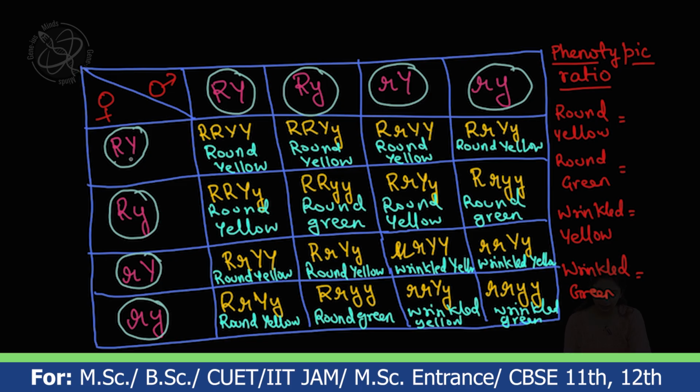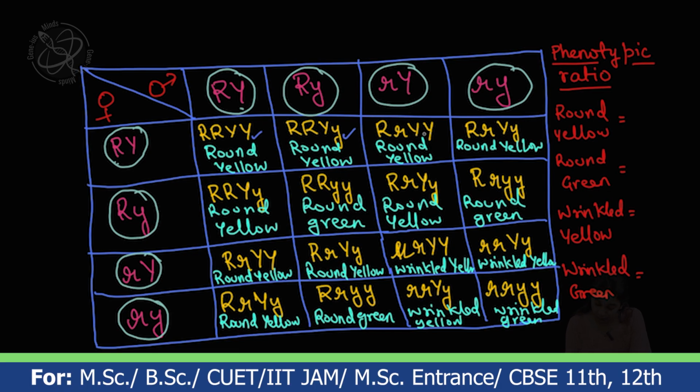Capital R capital Y crossed with capital R capital Y. Similarly, capital R capital Y crossed with capital R small y. Then followed by the next gamete and then the last one. So in total, you are going to fill the Punnett square like this. Now let's see how many round yellow, how many round green, wrinkled green and wrinkled yellow there are.